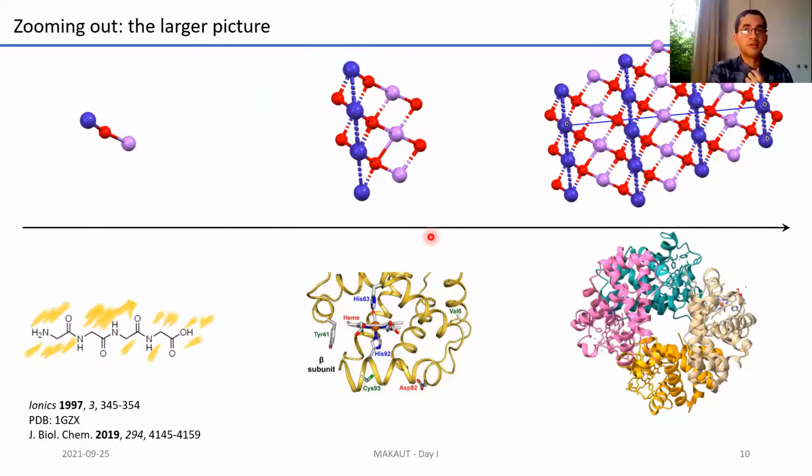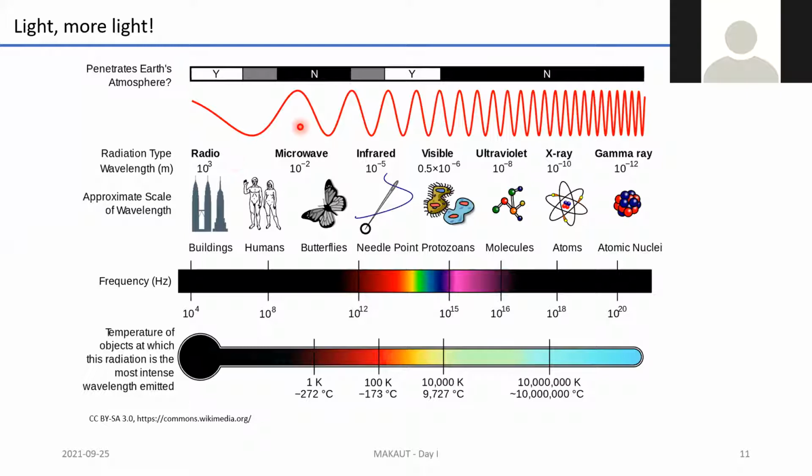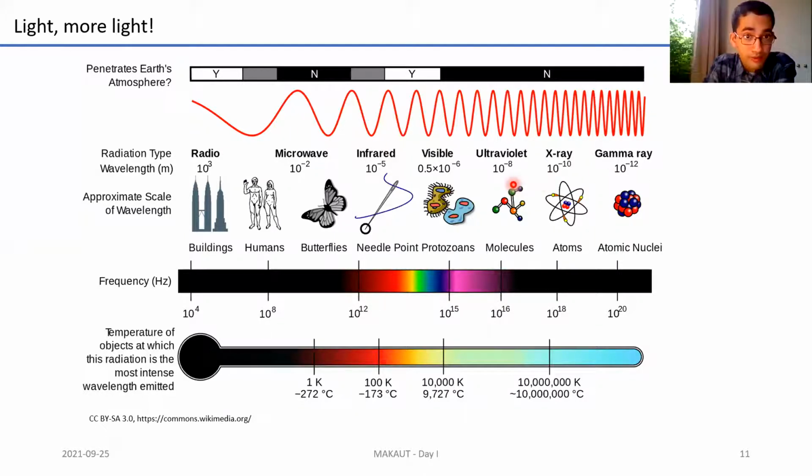How to do this? Obviously, the answer is light, more light. So electromagnetic radiation is, you're all aware of this. You can classify it, and this is a very nice representation which I took from Wikicommons. EM radiation is classified on the basis of its wavelength or on the basis of its frequency.